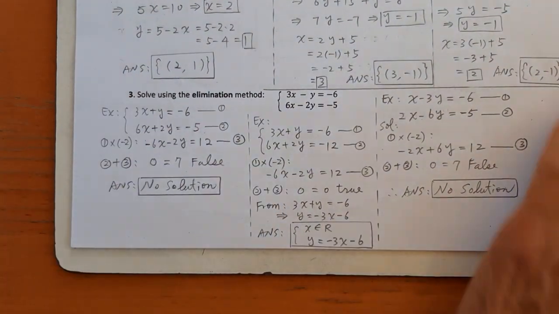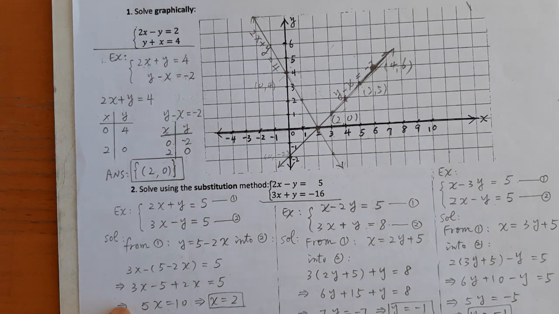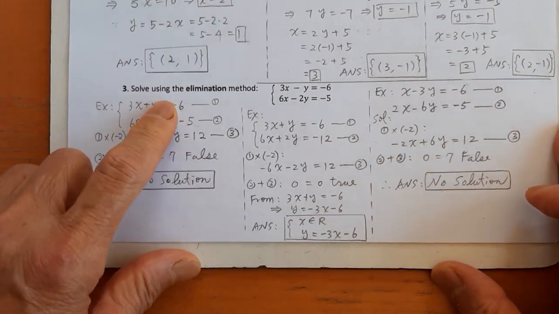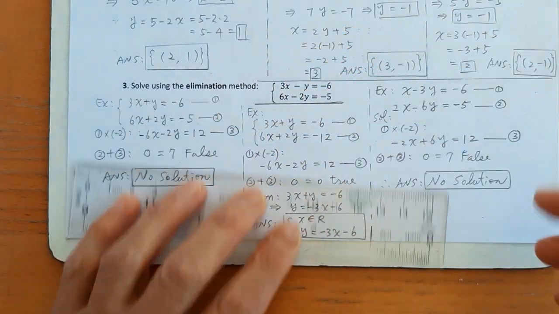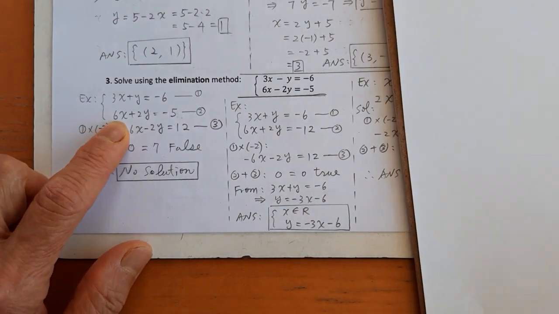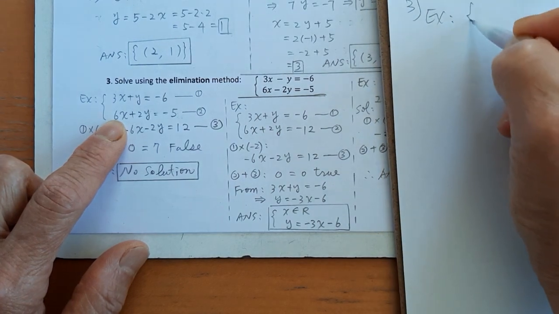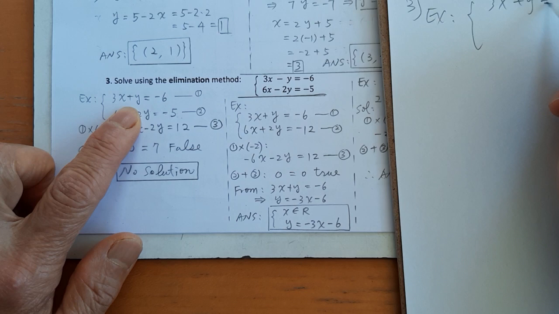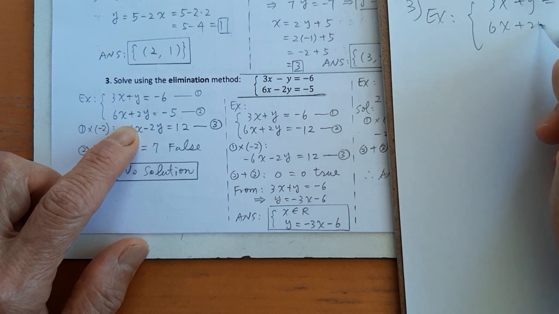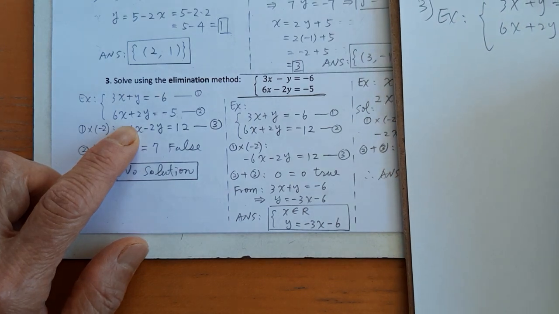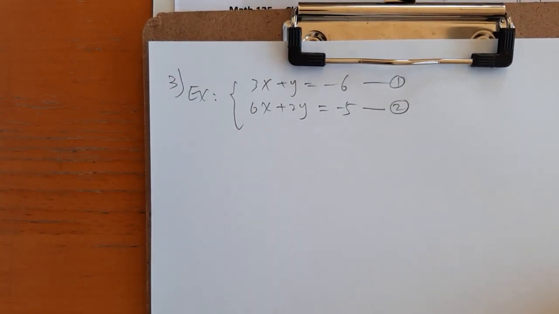Now the third method. First method is by graphing, the first question. Second method is the substitution method. The third method is the elimination method. And this is your homework question. So I'm going to give you this example. That's the third question example. It's 3x plus y equal negative 6, the first equation. And the second one is 6x plus 2y equal negative 5, the second equation. Solve by elimination method.